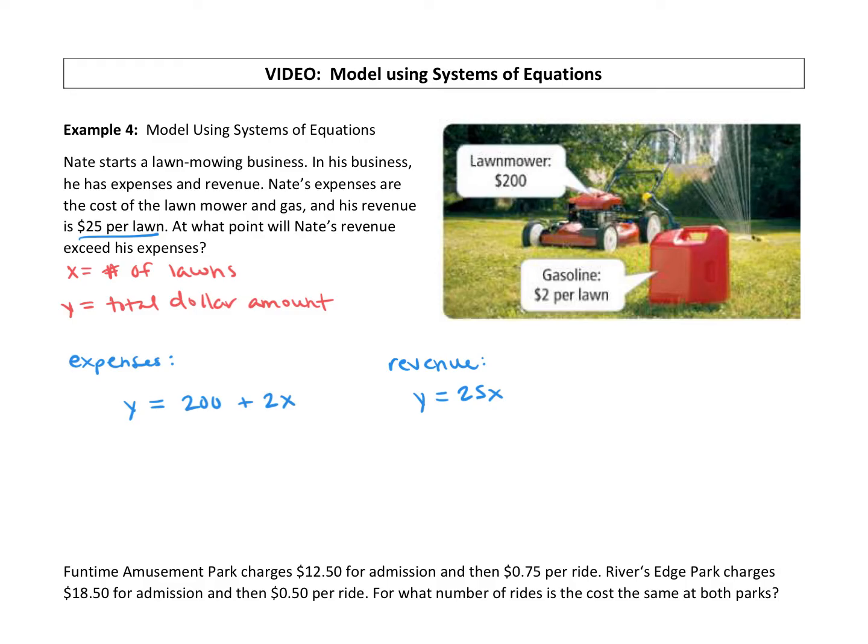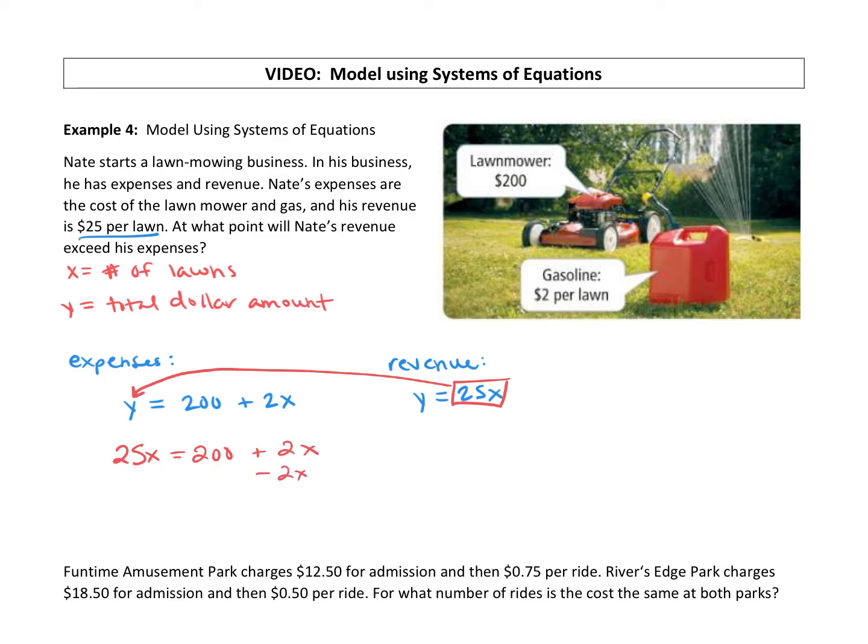Okay, so let's solve our system. We're going to do substitution because that's the lesson we're in. It's also a nice method to use because we have a y equals here. So we have a variable isolated. We have a y equals there. So we're just going to pick one of them. Maybe this y equals 25x. I'm going to substitute that into the other equation for the y. Rewrite this equation, 25x equals 200 plus 2x, and now we can solve.